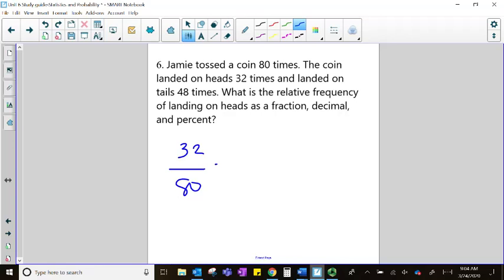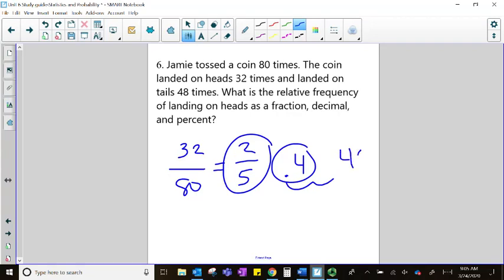And then this reduces if you divide everything by 16, or keep dividing by 2 until you go down as much as you can. It is a 2/5 chance. And if we want to turn that into a decimal, put in your calculator 2 divided by 5 and you'll get 0.4. And if you want to turn that into a percent, move that decimal over twice and you will get 40%.